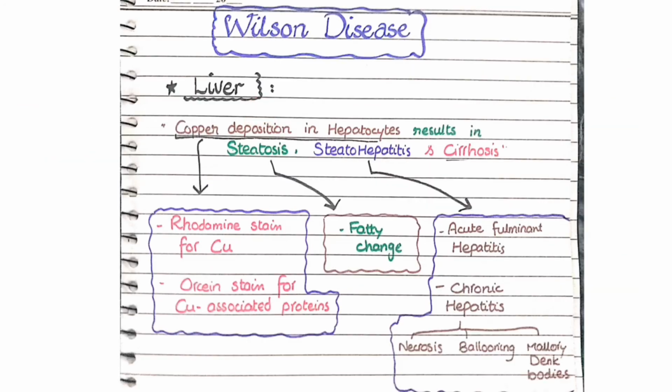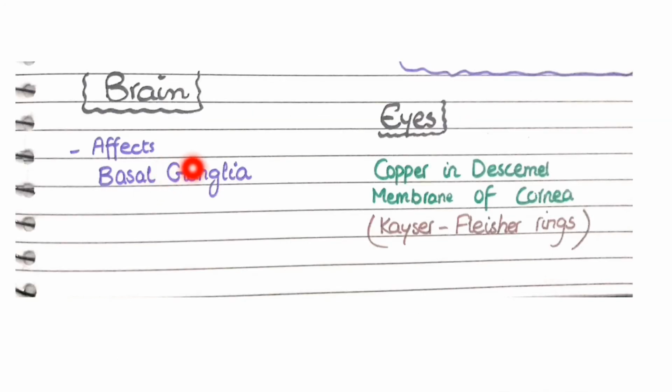Now other than the liver, the brain can also be affected in Wilson's disease, and you have to remember only one point: Wilson's disease affects the basal ganglia of the brain. So remember that the most commonly affected region of the brain in Wilson's disease is the basal ganglia.